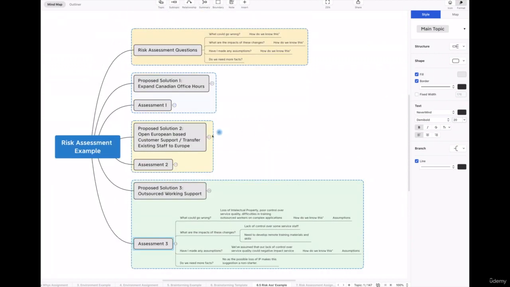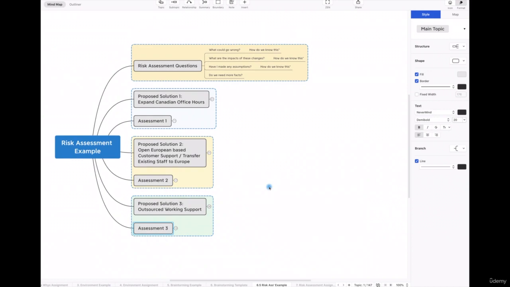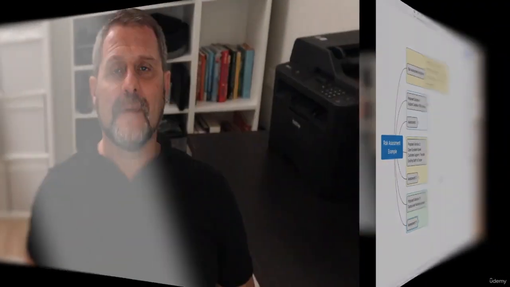So there are our 3 risk assessments. So that's how I did these risk assessments. And as you can see, this risk assessment, to give it its formal name, need not be a lengthy, difficult process.